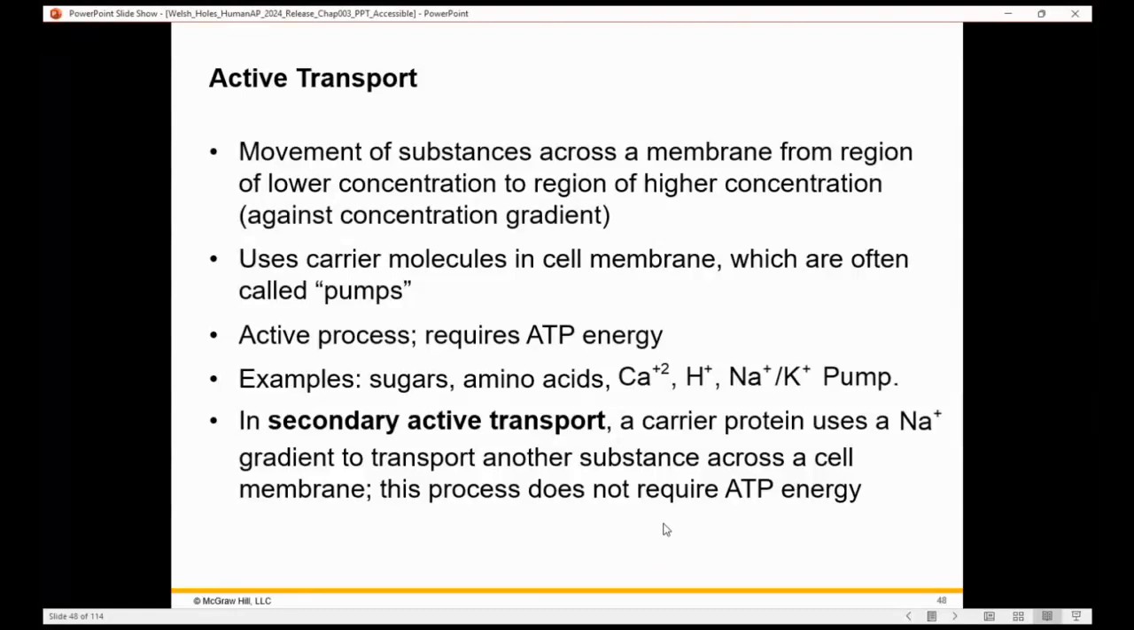There's also something called secondary active transport, where a carrier protein uses a sodium gradient to transport another substance across the cell membrane. Now, in this case, it does not require ATP energy.